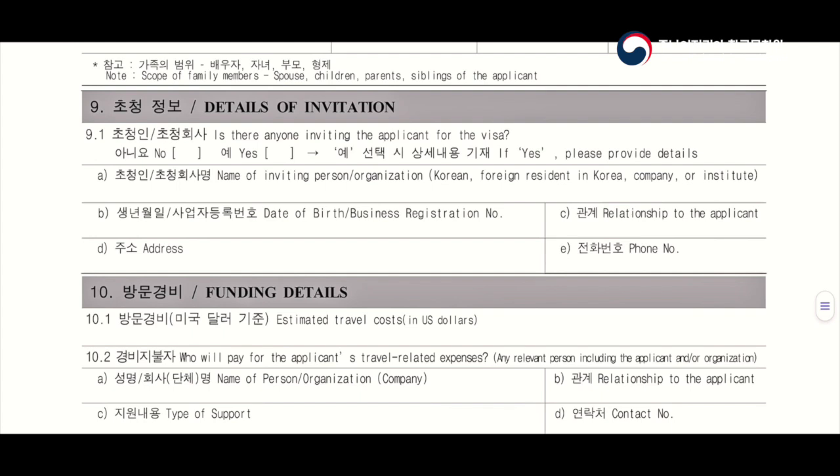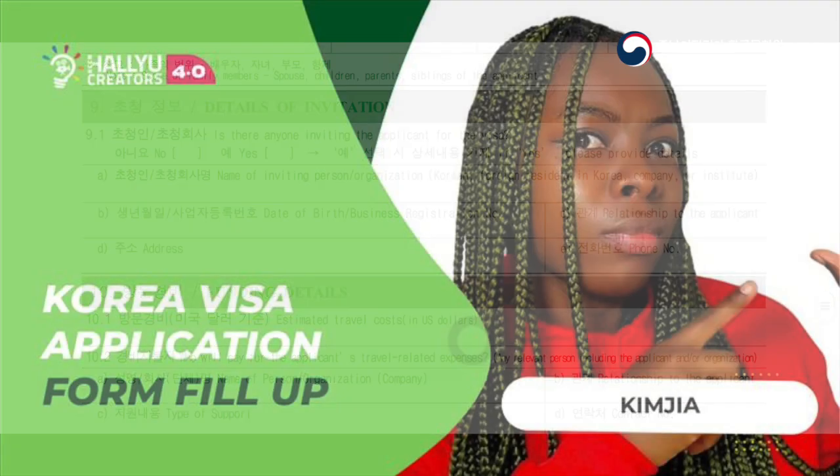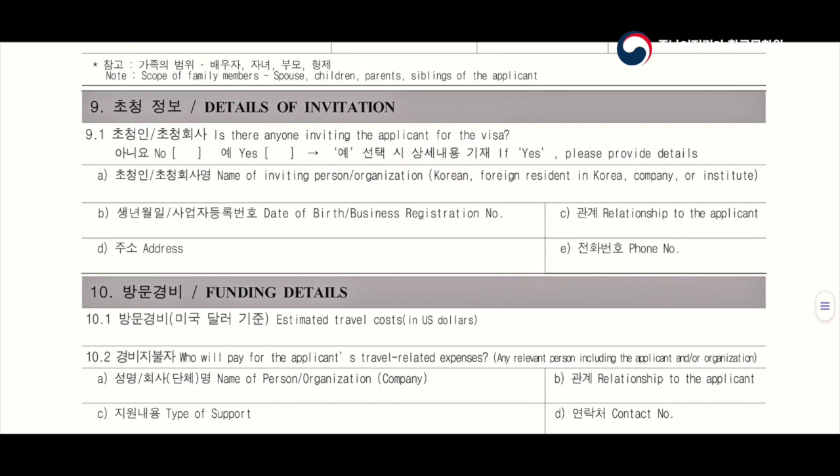The next step is the details of invitation. Is there anyone inviting you to South Korea? If yes, then you have to provide details. You have to provide the name of the person inviting you, or the organization that is inviting you in South Korea. You have to provide the date of birth and the business registration number. You have to provide your relationship with the person or the organization. You have to provide the address and the phone number of the person or the organization. So that is it for the details of invitation.